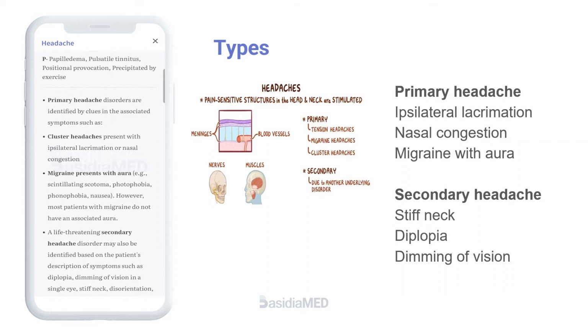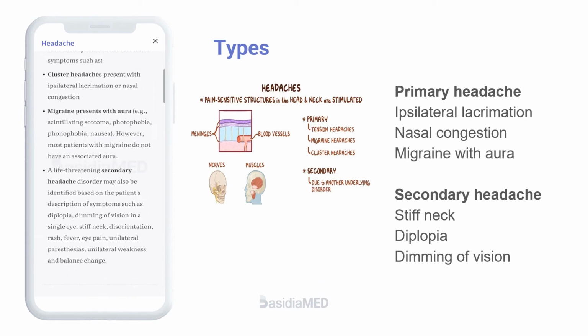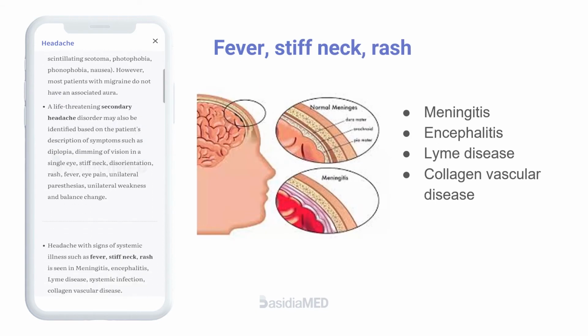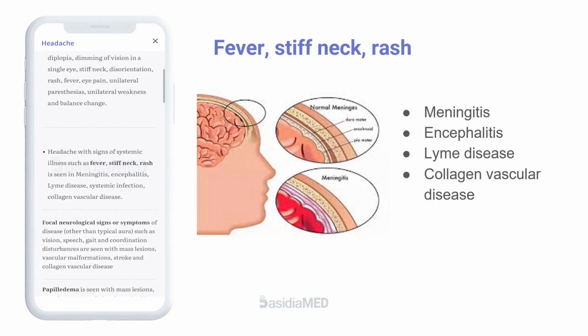A life-threatening, secondary headache disorder may also be identified, based on the patient's description of symptoms such as diplopia, dimming of vision in a single eye, stiff neck, disorientation, rash, fever, eye pain, unilateral paresthesias, unilateral weakness, and balance change. Headache with signs of systemic illness, such as fever, stiff neck, rash, is seen in meningitis, encephalitis, Lyme disease, systemic infection, and collagen vascular disease.